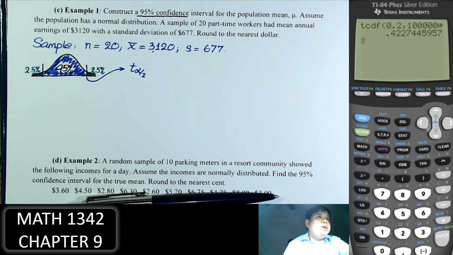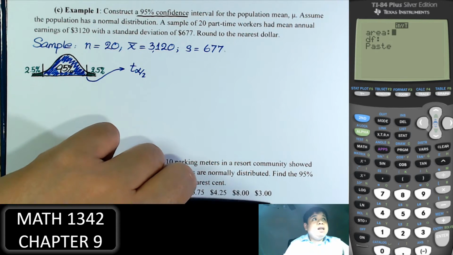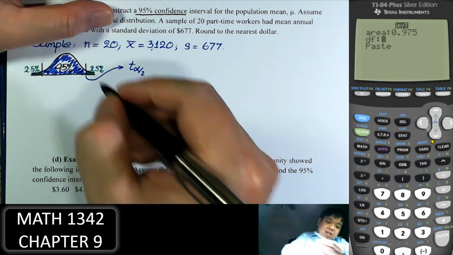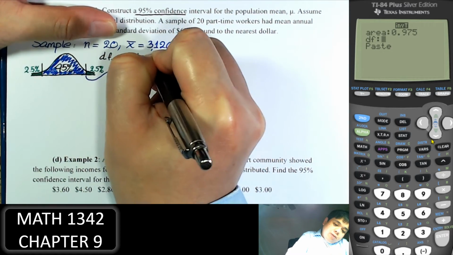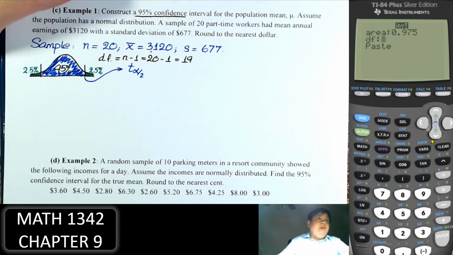Right, so that will be second variable inverse t. The area, like I said, just like inverse normal, the area is always on the left. So we have to say 0.975, 97.5% on the left of it. Degrees of freedom, here n is 20, degrees of freedom is 1 less than that. So degrees of freedom is 19.